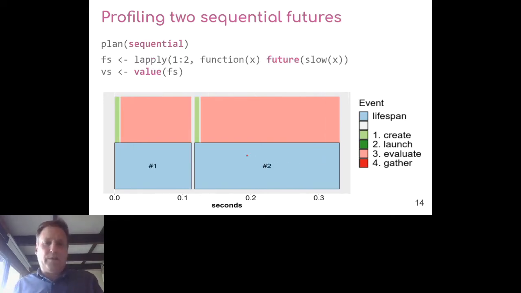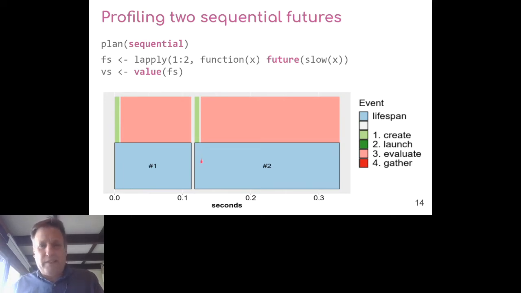We can also look at, of course, more than one. Here's an example where I use lapply, and I call the slow function twice, and each time I create a future, and then I collect the values. So here we see two futures, and we see setting up the first, evaluating it. The second one can't be created until the first one is finished, because of course we're running sequentially. So that's what it looks like here.